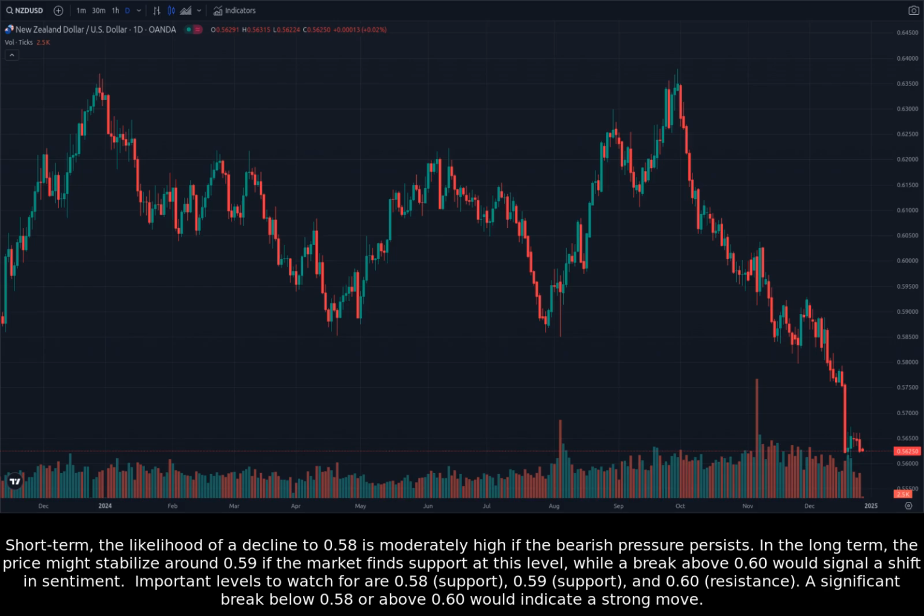Important levels to watch for are 0.58, support; 0.59, support; and 0.60, resistance. A significant break below 0.58 or above 0.60 would indicate a strong move.